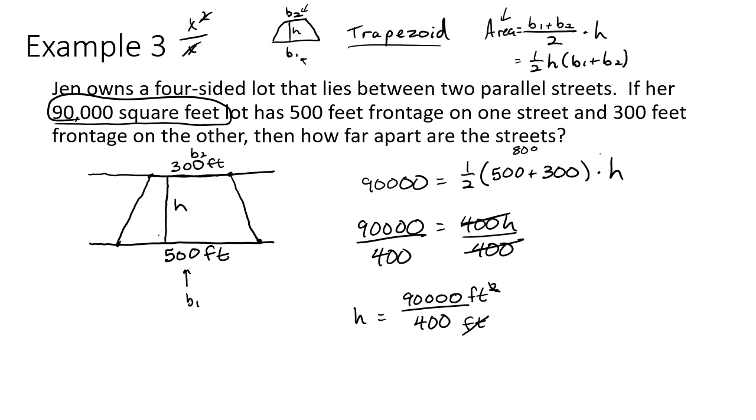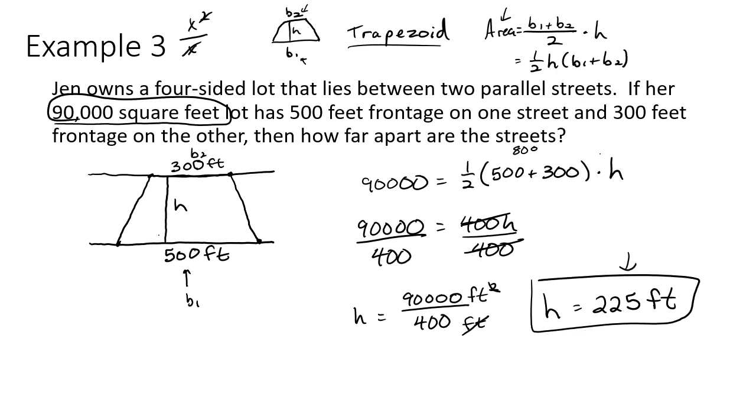And so now I'm just going to plug this into a calculator. 90,000 divided by 400, and that would give us a total of 225 feet. All right, this actually answers the question, so I'm okay putting a box around this. This is the distance between streets.